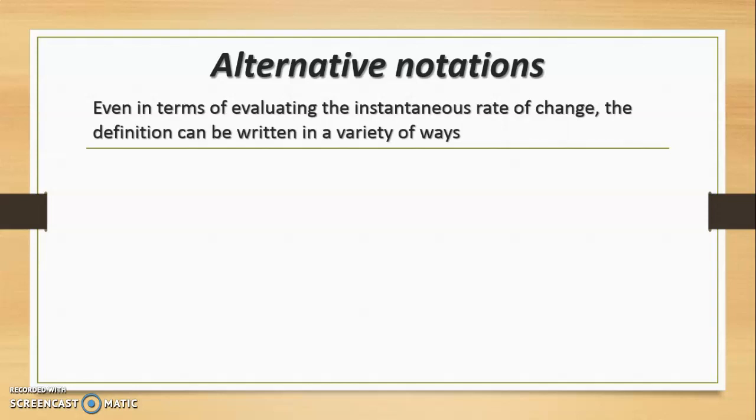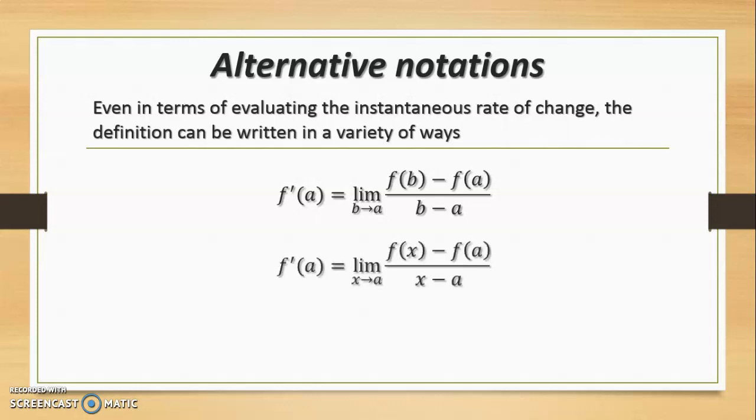Even in terms of how we evaluate the instantaneous rate of change, different definitions are used. So we've used the limit as b heads towards a of f of b minus f of a over b minus a. Observe how I'm already using the f prime at a notation, so the slope of f at a. You'll also find that rather than using b, many books will use x, and it doesn't matter because in either case we are making that quantity tend towards a. So x is heading towards a rather than b is heading towards a. Graphically, it's the same operation.